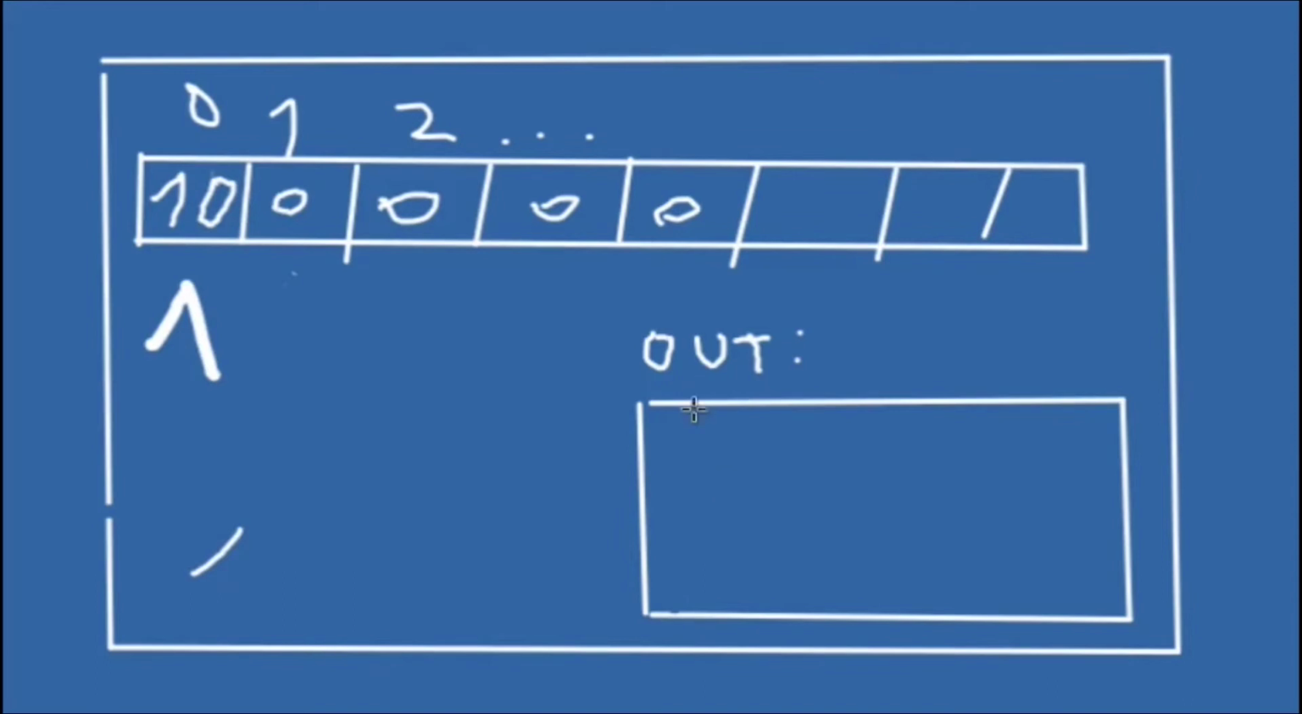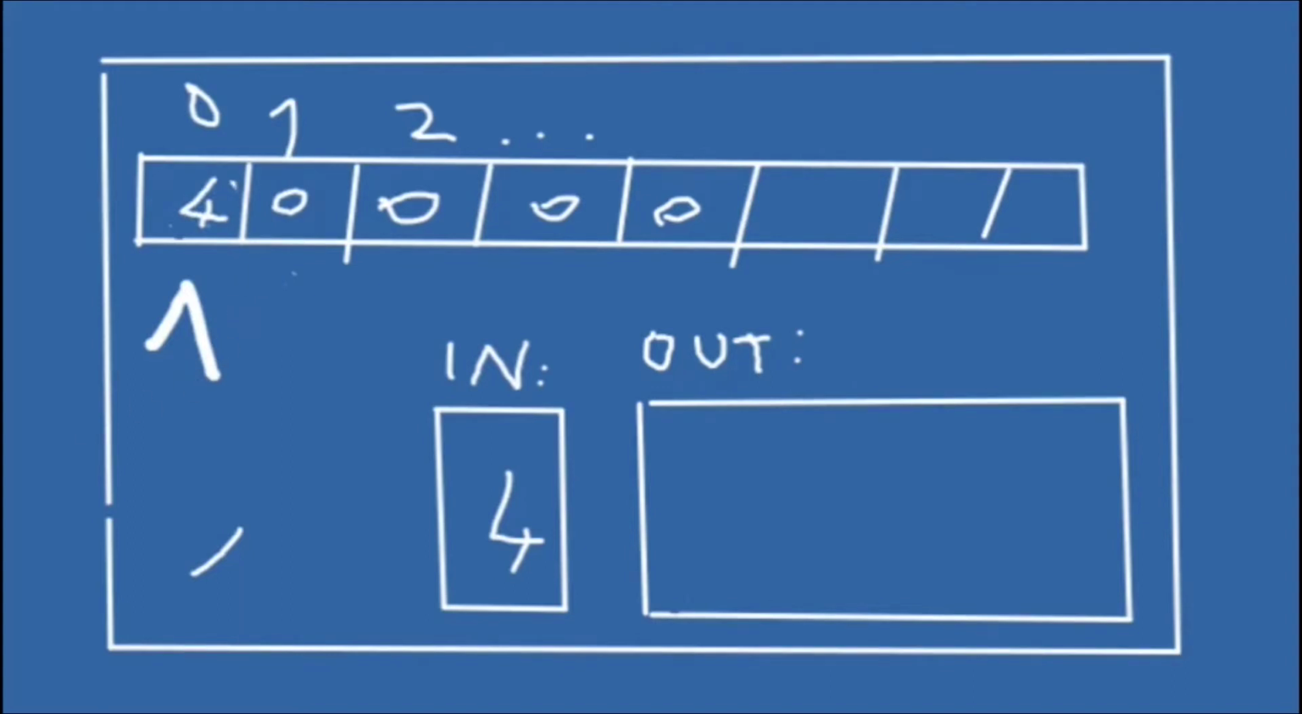The comma command reads an integer from standard input and stores it in the pointed cell. The semicolon command reads a character from standard input and stores it in the pointed cell.